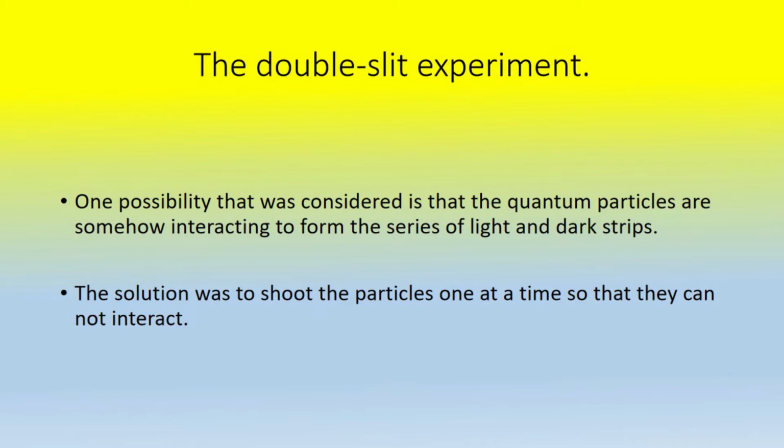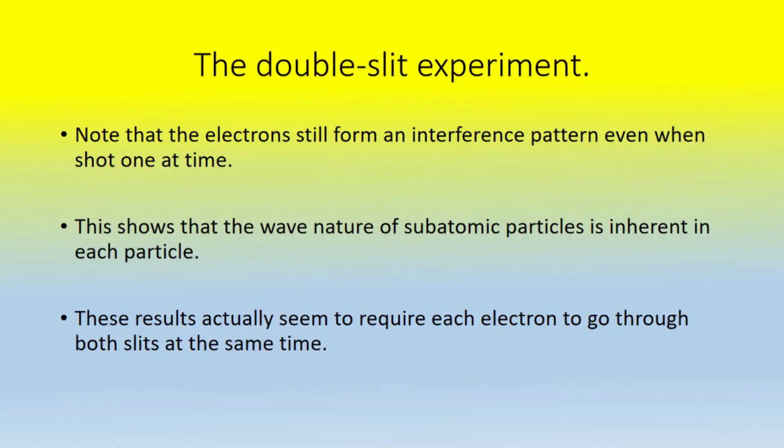One possibility that was considered is that quantum particles are somehow interacting to form a series of light and dark strips. The solution was to shoot the particles one at a time so that they cannot interact. Here is an illustration of the results of this experiment. Note that the electrons still form an interference pattern, even when shot one at a time. This shows that the wave nature of subatomic particles is inherent in each particle. These results actually seem to require each electron to go through both slits at the same time.